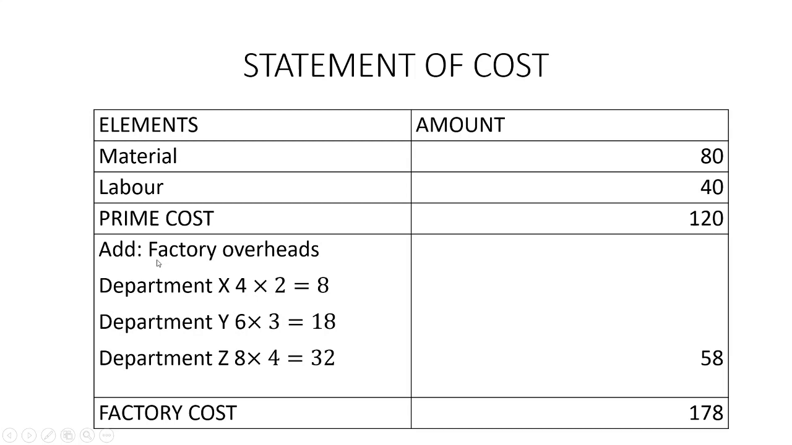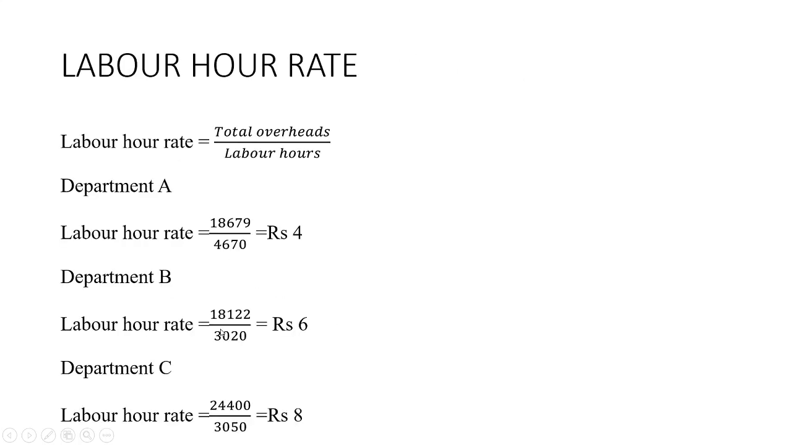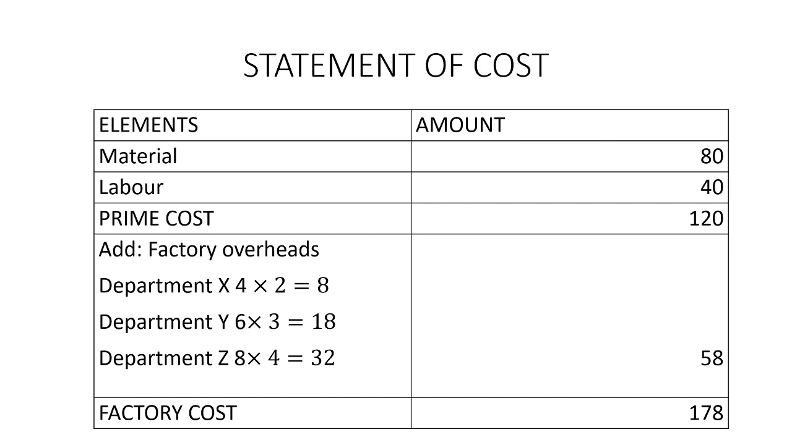To that, we have to add the factory overheads. So, factory overhead, department A, 4 into 2 hours, 8. Department B, the labor hour rate is 6 and number of hours 3, 18. Department C, labor hour rate is 8, number of hours 4, 8 into 4 is equal to 32. Now these three should be totaled, that is 58 rupees factory overheads. Now 120 plus 58 is the factory cost, 178, which is the total cost.